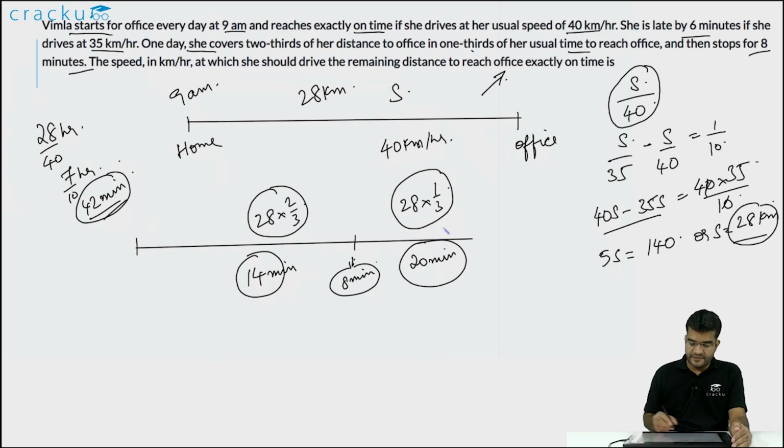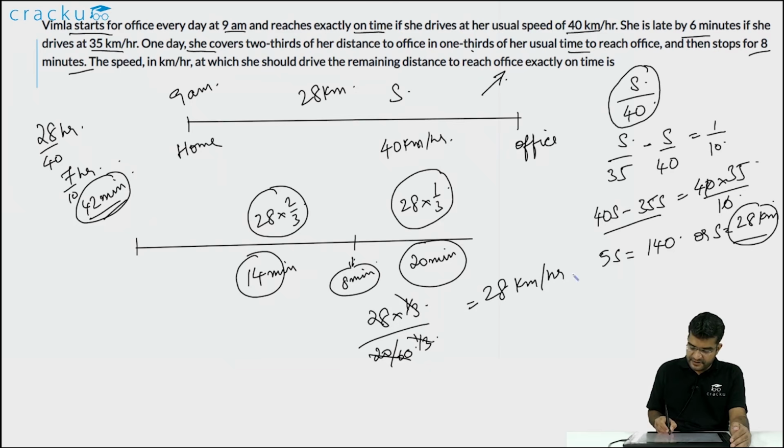So what should her speed be? It will be 28 into 1 by 3, which is the distance remaining, divided by 20 divided by 60 hours, which is the time remaining. 20 by 60 is 1 by 3. So you can cancel 1 by 3 and 1 by 3 in the numerator and denominator. So her required speed will be 28 kilometers per hour.